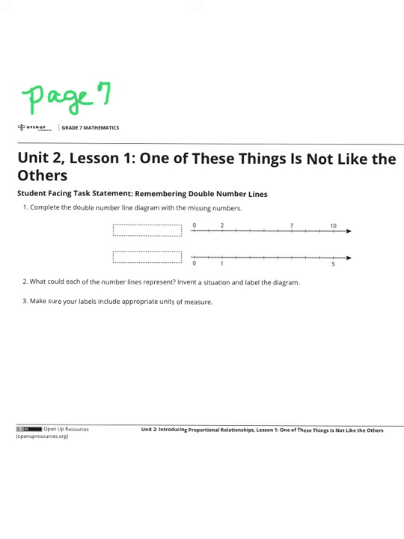Unit 2, Lesson 1 talks about a double number line. And this question is really just complete the double number line with the missing numbers, and what could each of the lines represent? I don't know if you've seen a double number line before, but we line up two number lines with different things in different places. So we have the first number line and the second number line, and those numbers that are on top of each other represent kind of like a scaled relationship like we've been talking about.